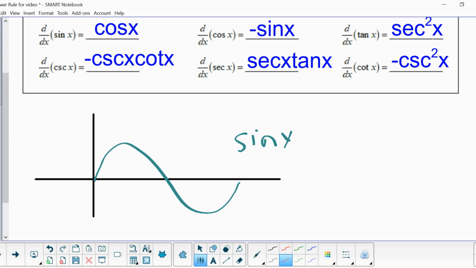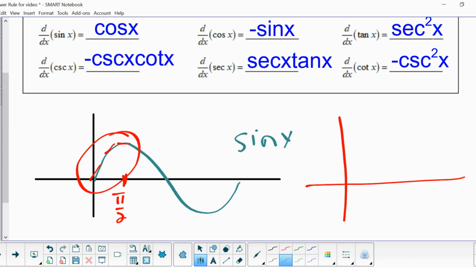So sine has positive slopes until it hits pi over 2, and then it goes to 0. So when I think about the graph of the derivative, I'm going to have positive values until I hit pi over 2. So at pi over 2, my graph is going to cross the x-axis and my derivative is going to go like this. Now, I promise you we're going to do a lot more with graphing of these derivatives in the future. So this is just a brief little snippet of it.